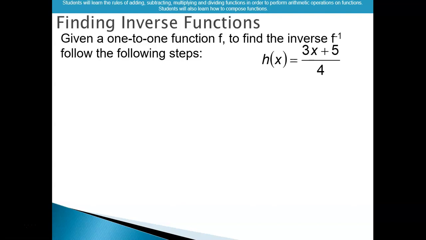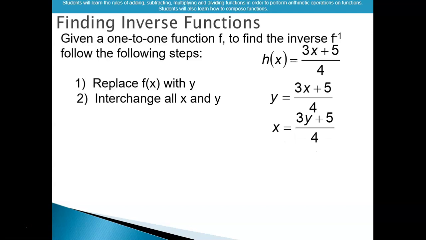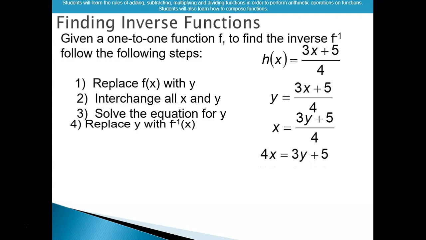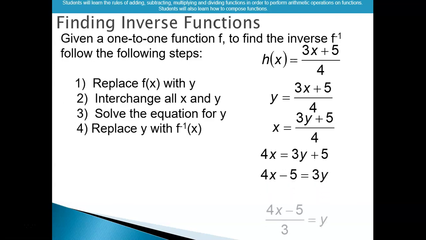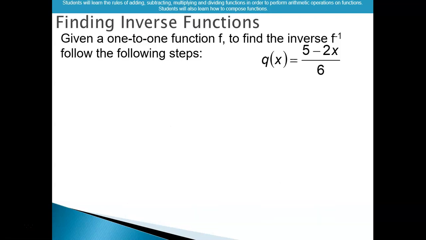Same thing here. Rewrite h of x as y equals. Switch your x's and your y's. Solve for y, so multiply both sides by 4, then subtract 5, then divide by 3. And that's your inverse. Let you try this one.